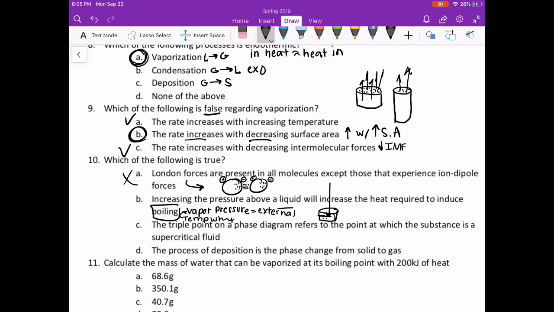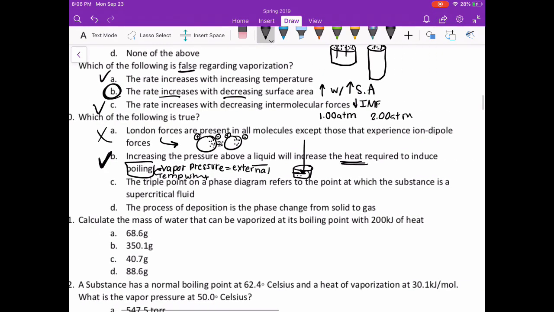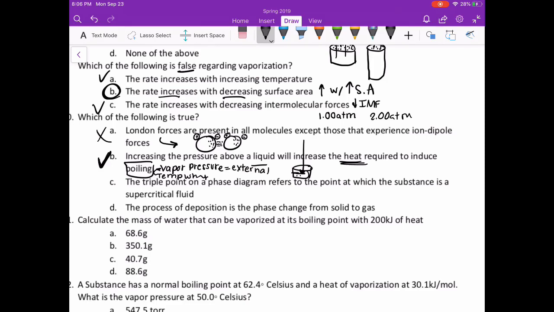So C, the triple point on a phase diagram refers to the point at which the substance is a supercritical fluid. I know I have a phase diagram problem later on. There's me just talking about pressure. I don't know what's going on, but it's a-okay. The triple point is basically going to refer to the point on the phase diagram where the phases are in equilibrium with each other. So dynamic equilibrium, which we talked about in the first chapter, was no net change, right?